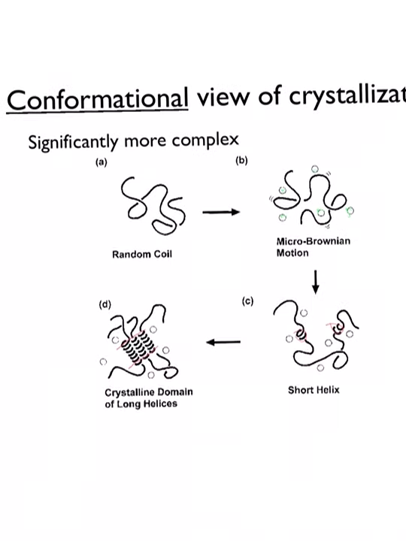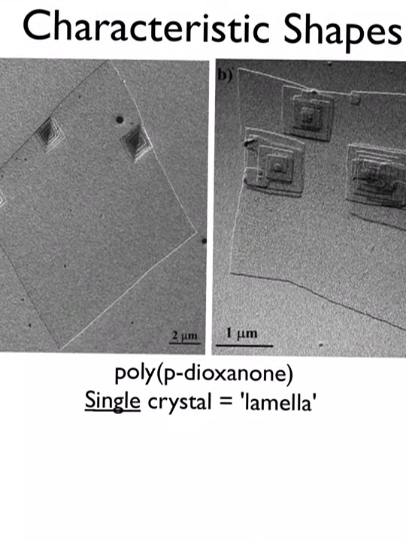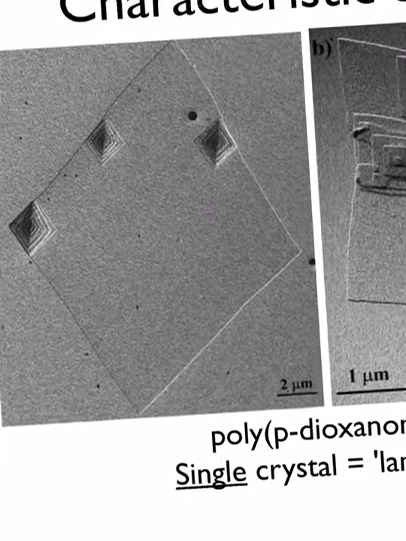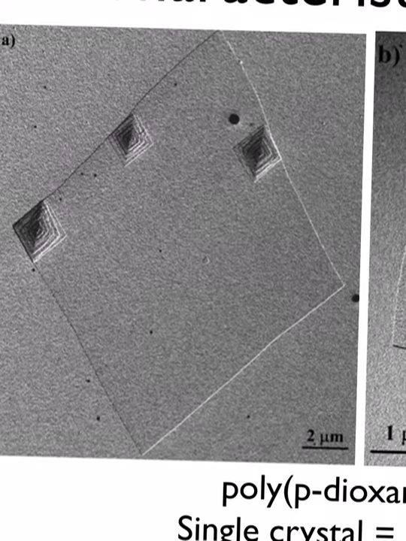All right, so this is the 3D view of crystallization. We talk about it as if it's 2D, but reality, unsurprisingly, should be more complex. Okay, so shapes. There are a variety of shapes. This is one polyparadioxanone, which is a biomedical polymer that's biodegradable. And what you got in this case is this diamond shape. This is a 2 micron bar. All right, so maybe this is 10 microns. This is considered a large crystal.